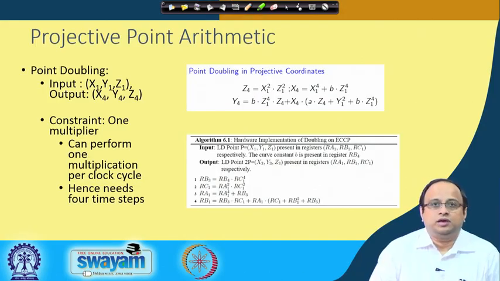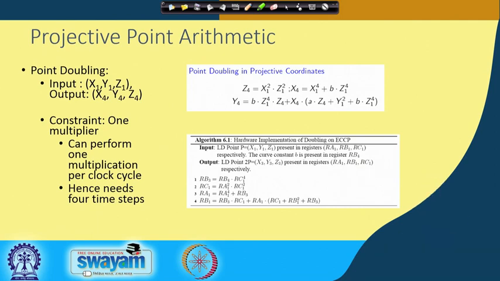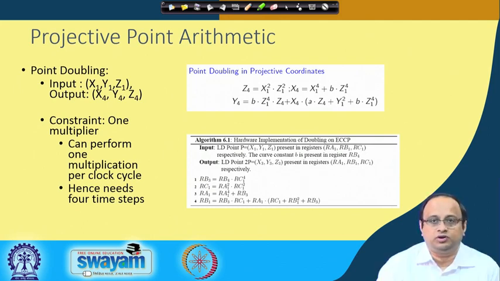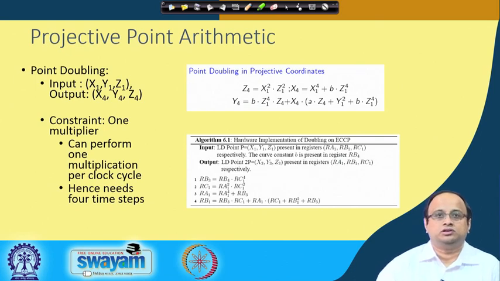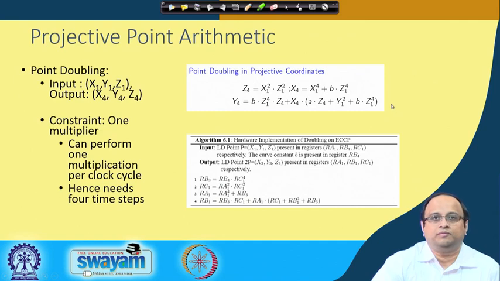So, this is a quick recapitulation of the projective point arithmetic. As we said already, the projective point arithmetic was introduced to reduce the number of costly inversions which are required in the underlying finite field operations. Here are some equations on point doubling, that means when you are trying to double a point on the elliptic curve in projective coordinates.